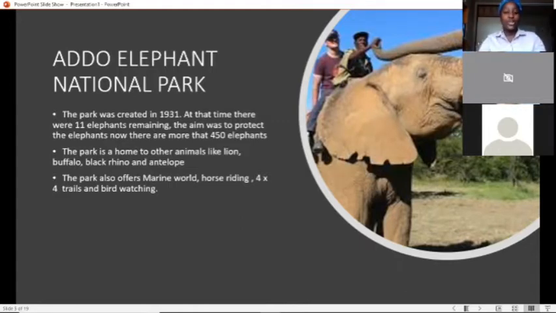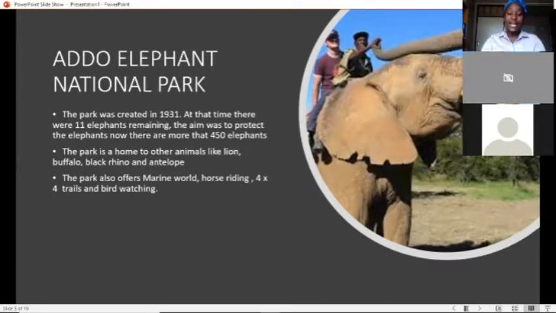When that park was created, it was to save the elephants because at that time there were only 11 elephants remaining, right? So the park was created to conserve the elephants, and it did work because today we have plus 450 elephants, which is a lot. And the park does not only accommodate elephants. We have buffaloes, lions, rhino, and other antelopes.